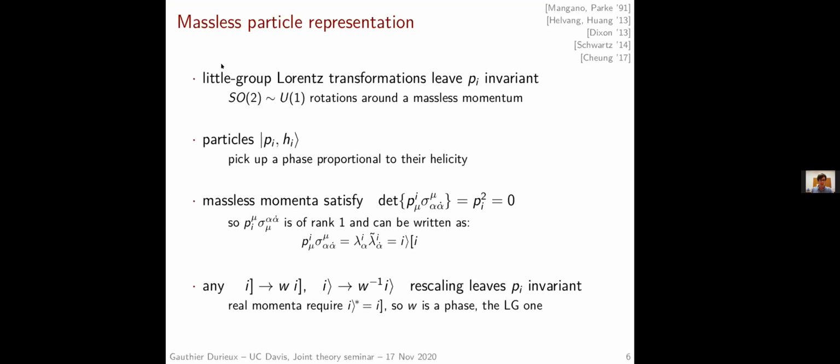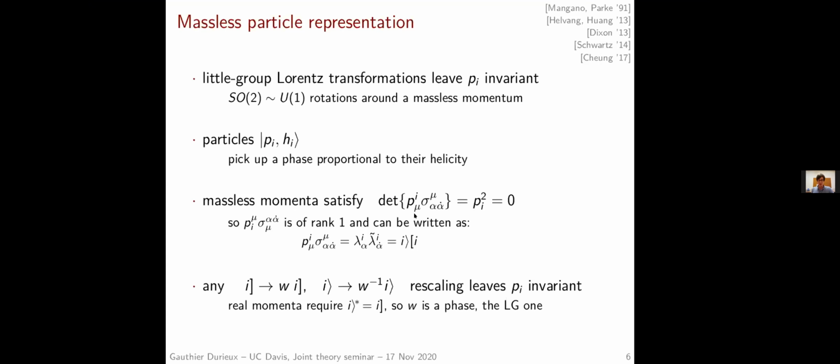It's useful to look at the little group transformation, which is a set of Lorentz transformations leaving a given momentum invariant. And for a massless momentum, this is basically a set of rotations around the momentum axis. So basically U(1) transformations. And we know that particles labeled by momenta and also internal degrees of freedom, like helicities, should pick up a phase proportional to the helicity upon those rotations.